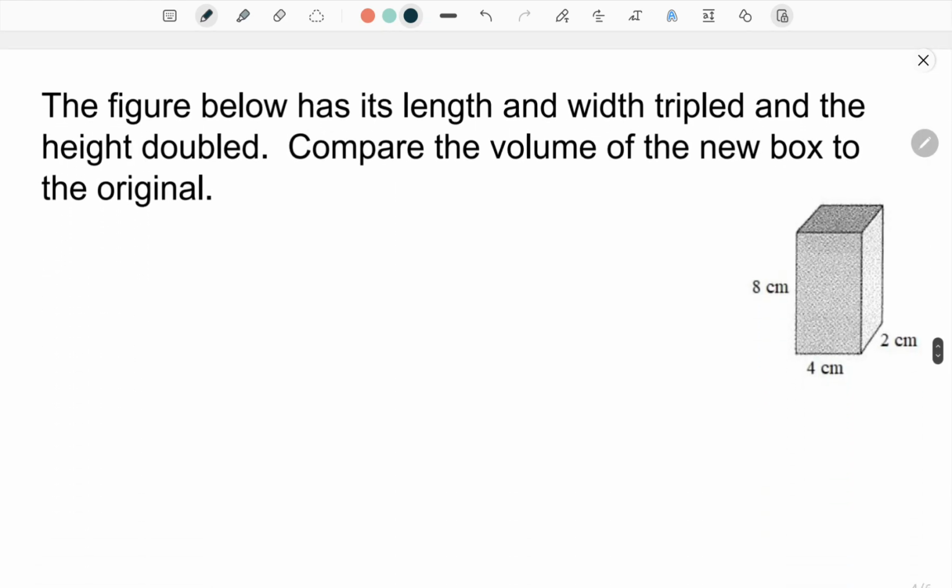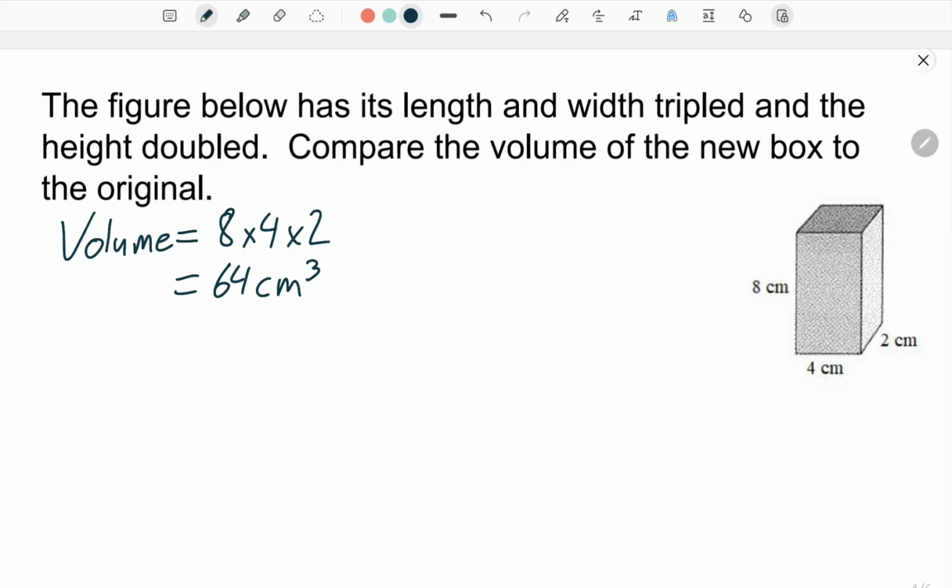Okay, let's take a look at another question. So the figure below, the box has a length and width tripled. So we'll consider these two bottom measurements, the length and the width, and the height doubled. So we're not doing the same thing to all the measurements. Let's take a look at the volume of the new box to the original. So the volume of the original is going to be just 8 times 4 times 2. If you calculate that out, that will actually give you 64 centimeters cubed.